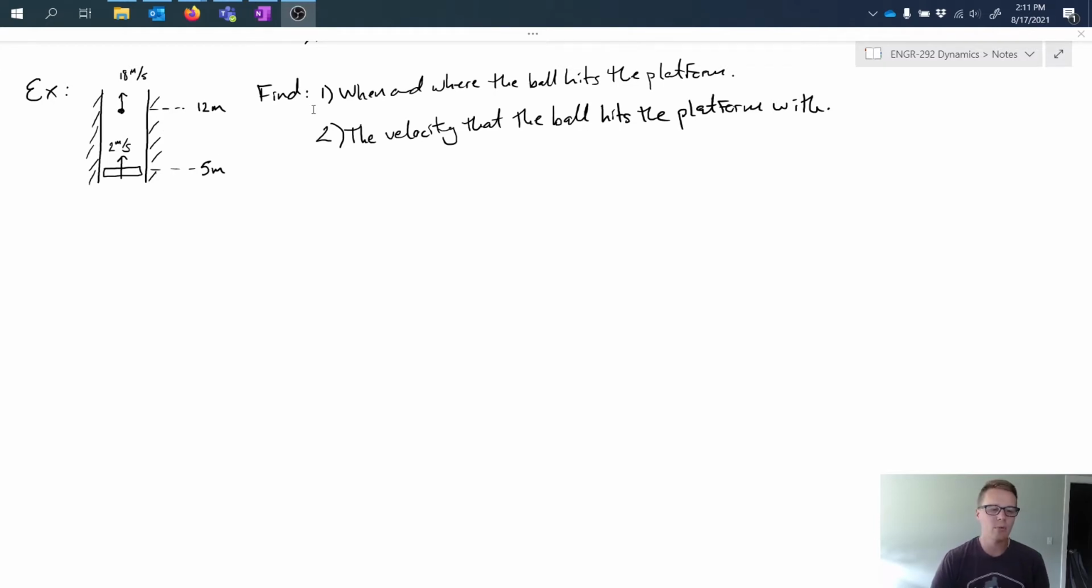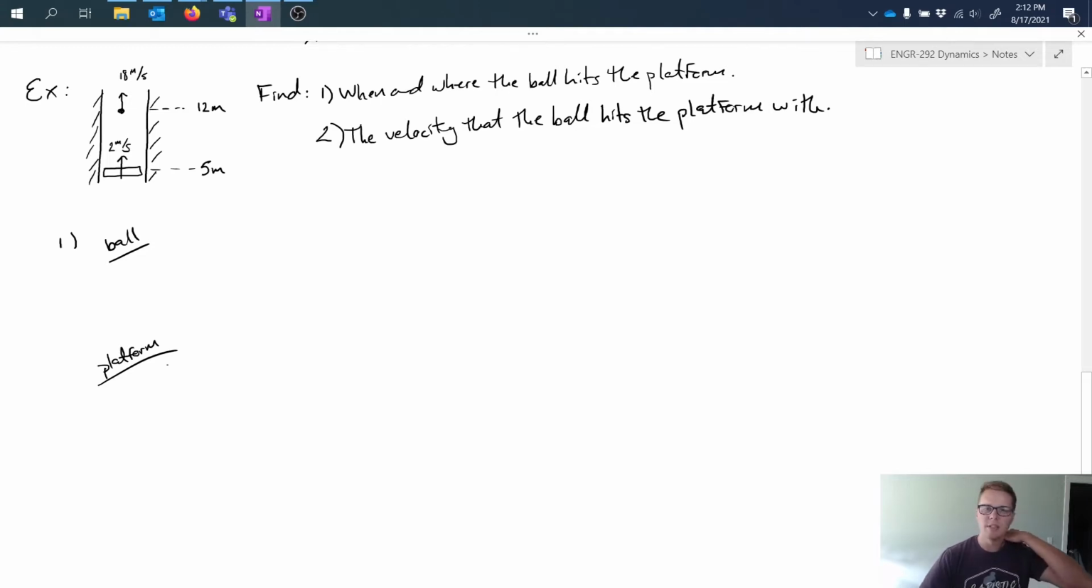So with that setup, we want to determine when and where the ball will hit the platform and the velocity that the ball will hit the platform with. So to begin, we need to start thinking about what is the setup, what kind of things do we know about this problem. Well, we kind of have two things going on at the same time. We have the ball doing something, and we have the platform doing something.